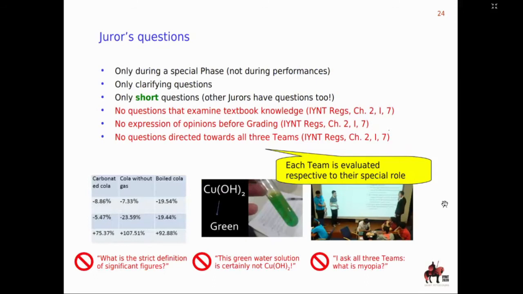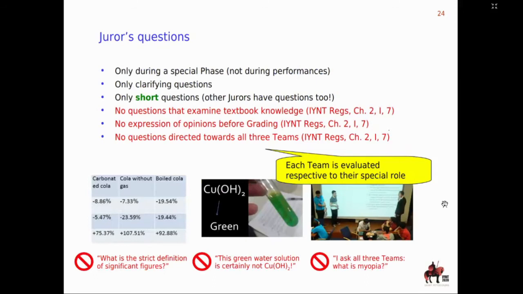Let me give you some examples. For example, you're a physicist and you see that one of the teams is presenting data with crazy and excessive precision. They have too many digits in their results, in their measurements.